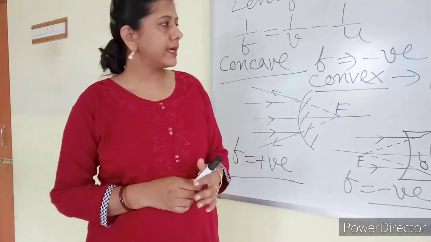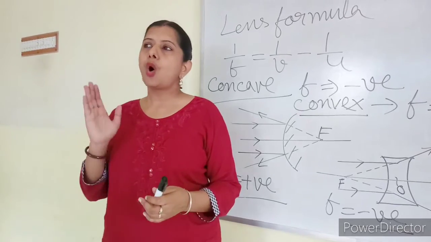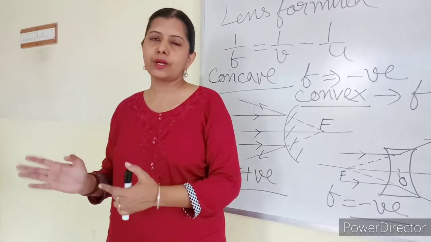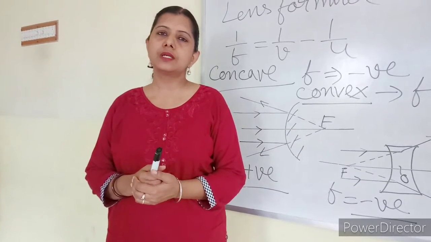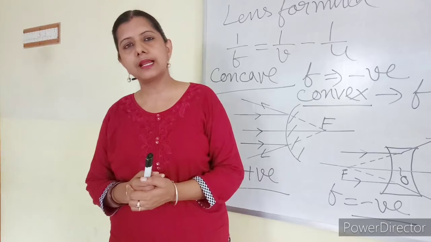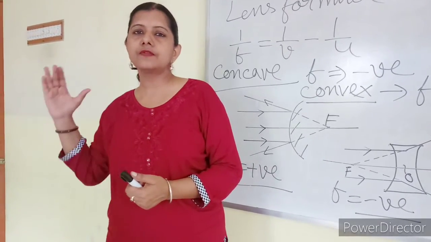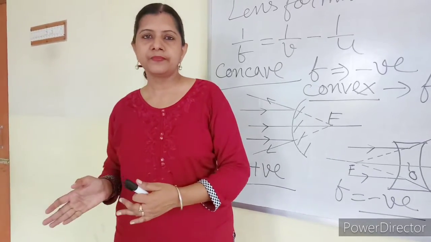Now I want to say something more regarding sign convention. The object is always taken as negative, whether it is lens or mirror. U is the object, which is always taken as negative because light is coming from the object. The direction from which light is coming is always taken as negative.